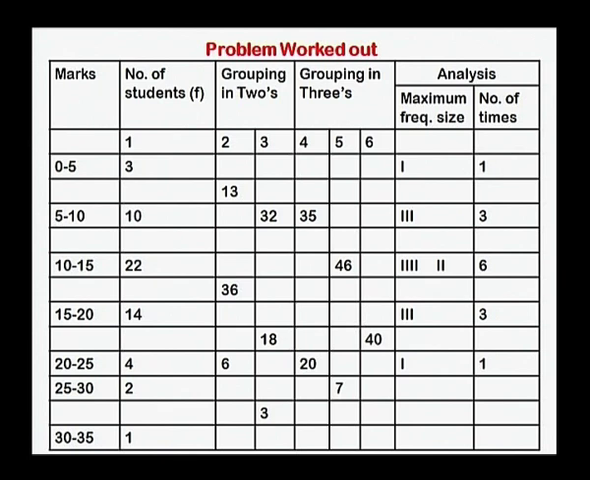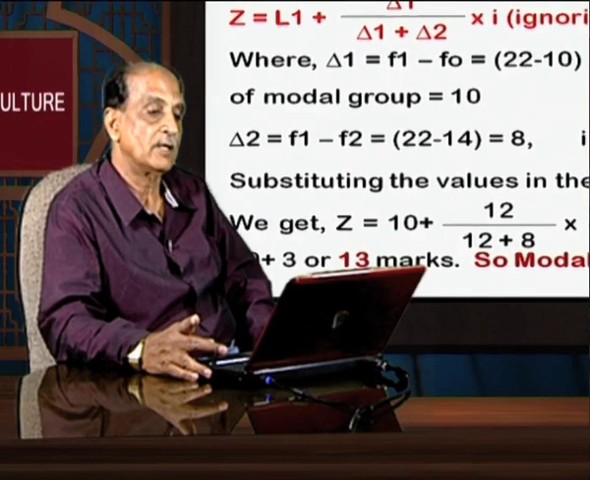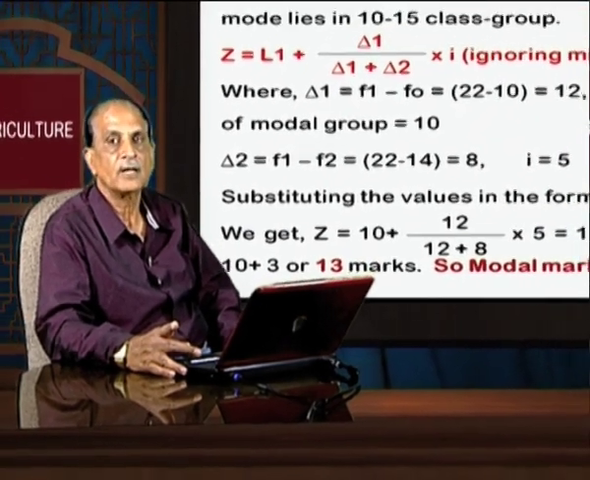Now, in this way, we calculate that the number of times, that is 6, is the highest frequency, for the students who have obtained the marks ranging from 10 to 15. So, from the above analysis, we can say that mode lies in the 10 to 15 class group.